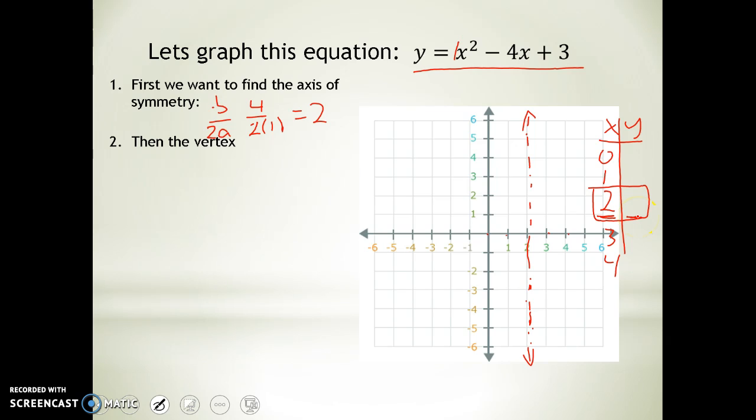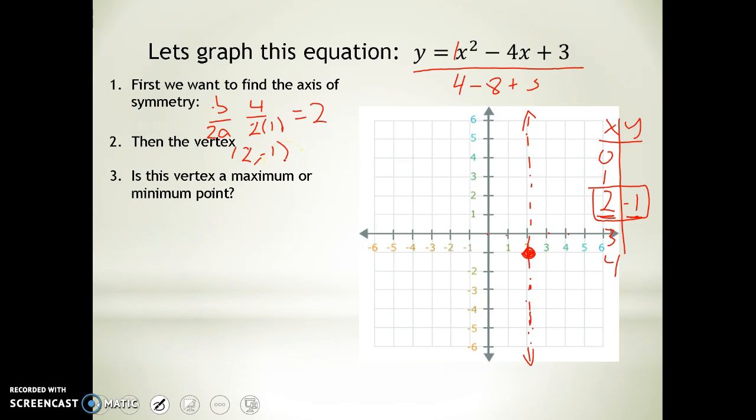So if I plug in 2 up here, it's going to be not x squared but 2 squared, which is 4, minus 4 times 2, which is -8, plus 3. And so 4 minus 8 is -4, -4 plus 3 is -1. So that means my vertex is right here at -1, or 2, -1. So there's my vertex, 2, -1. Well, let's move on in this process.